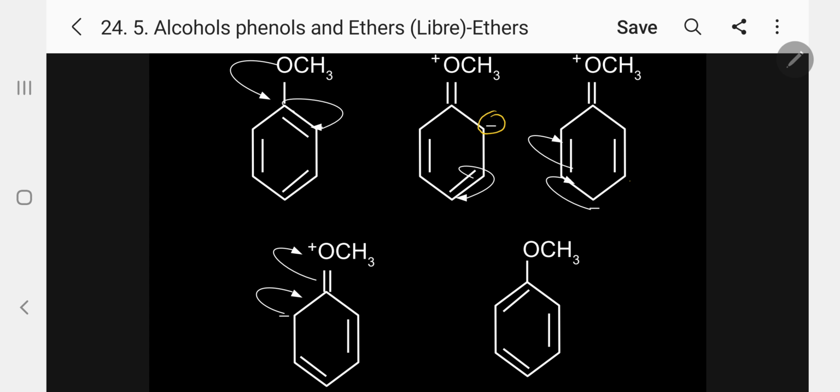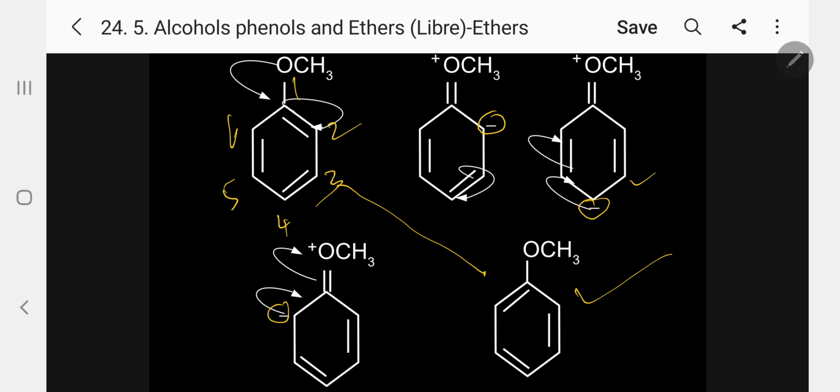It is forming a bond here. This is minus. Then in the third step, here it is minus, and a double bond is here. And in the fourth step, it again becomes neutralized. Kindly follow. So the only difference, if we compare this, kindly follow, is in positions 1, 2, 3, 4, 5, 6.